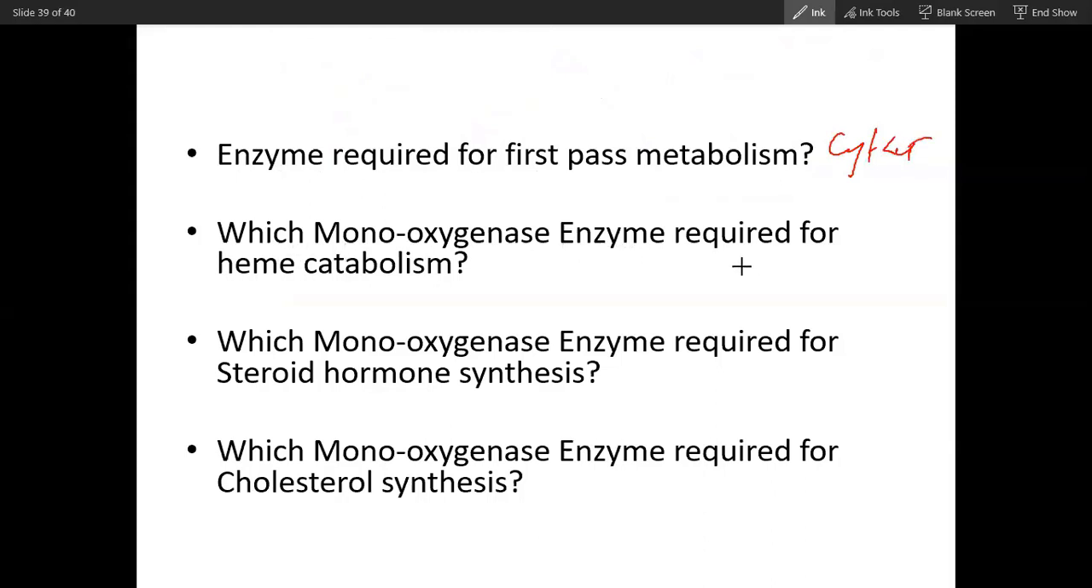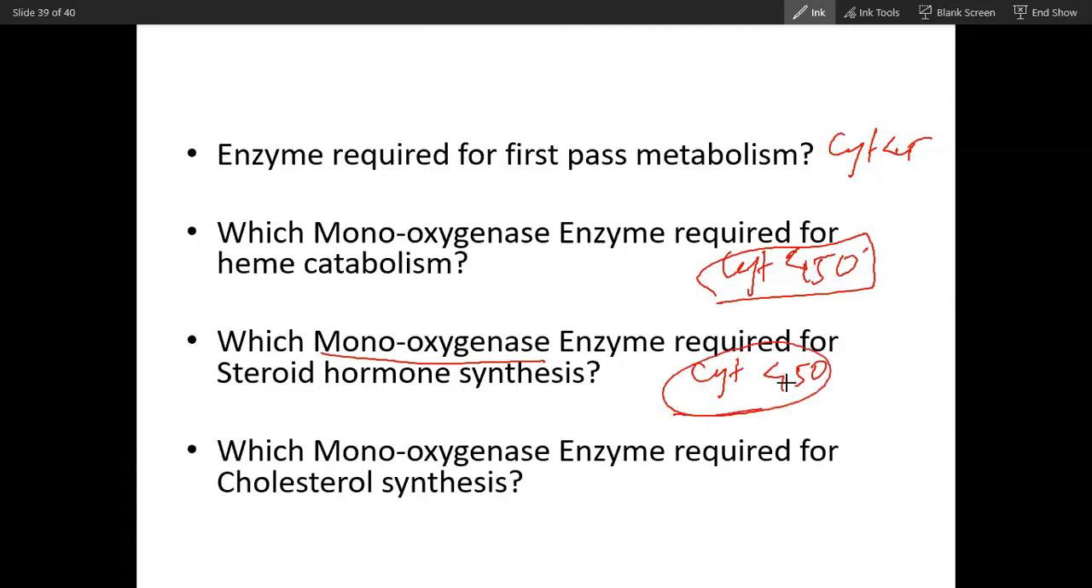Which monooxygenase enzyme is required for heme catabolism? Again, cytochrome 450 system of enzyme. Which monooxygenase enzyme is required for steroid hormone synthesis? Again, monooxygenase is cytochrome 450 system. We are not concerned right now about the particular enzyme. We will study the particular enzymes when we study that. So this is also a part of cytochrome 450 system. Monooxygenase enzyme required for cholesterol synthesis. Again, cytochrome 450 system of enzyme. So remember, these are all functions of cytochrome 450.